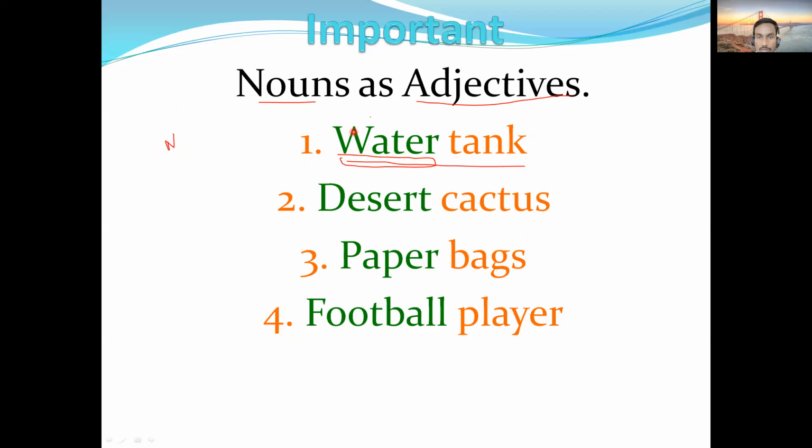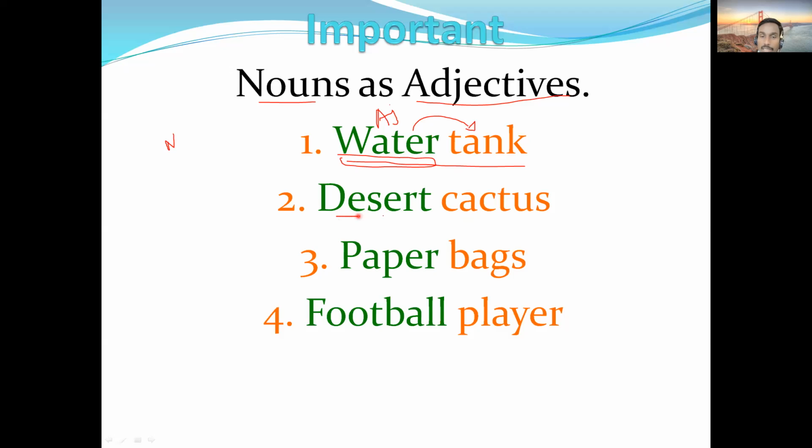No. It is an adjective. Why is it an adjective? Because it is describing another noun, that is tank. So water tank. When you say what kind of tank, it's water tank. So water becomes an adjective here in this example. So nouns can also be used as adjectives.